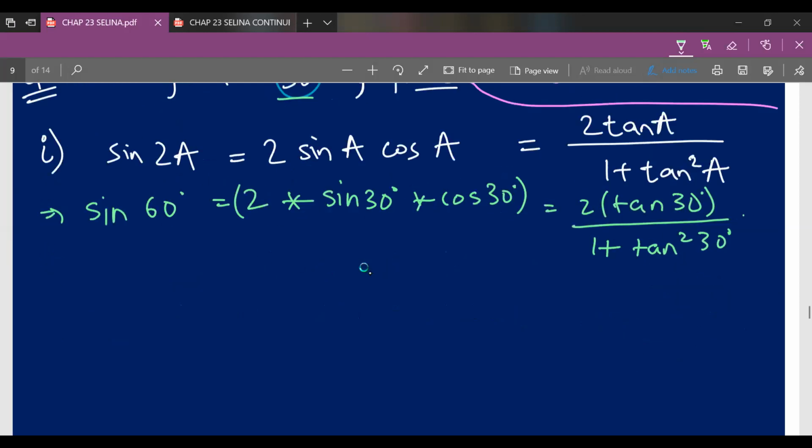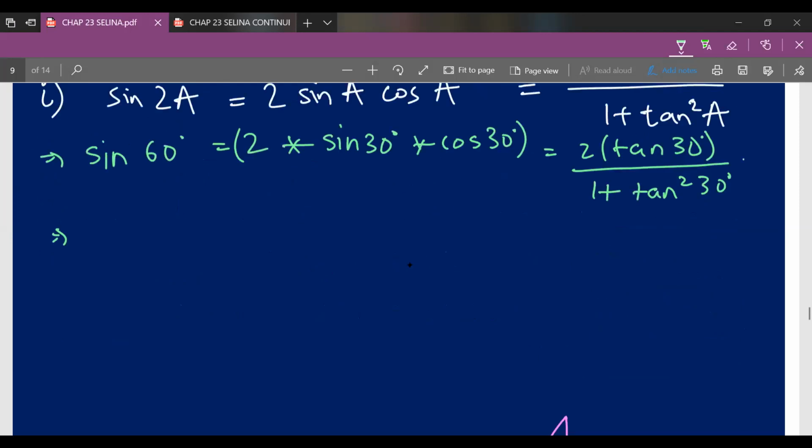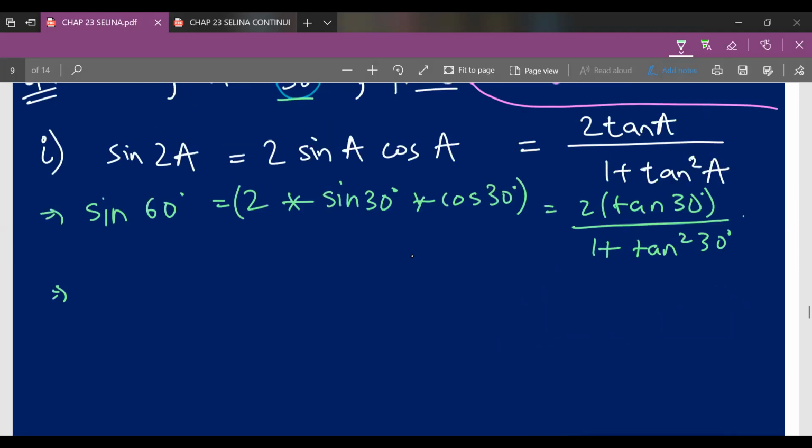So over here, sine 60 degrees, we'll refer to our magic triangles again. Magic triangles have come to our rescue again. So sine 60 degrees, pardon. Our magic triangle for 60 degrees should be towards the ground, and all you have to do is find sine 60 degrees, that will be perpendicular upon hypotenuse. So root 3 upon 2 will be our answer, is equal to 2 into sine 30 degrees.